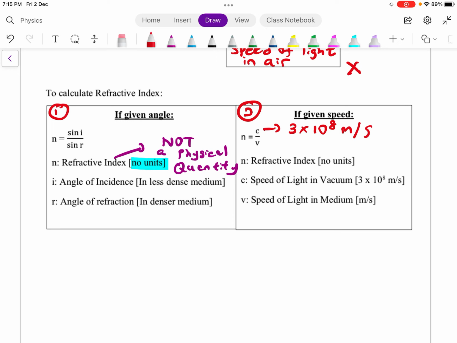What is v? v is the speed of light in the particular medium. For example, let's say I'm talking about glass, and the speed of light in glass is 2 multiplied by 10 to the power of 8 meters per second. If I want to calculate the refractive index, I get 3 divided by 2. When you divide, you should get about 1.5. So that is how we calculate the refractive index.